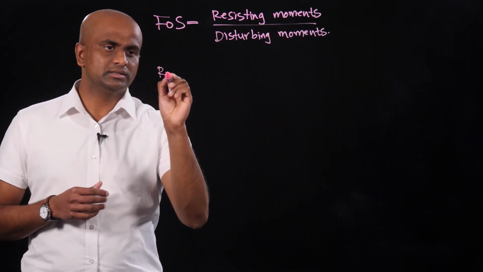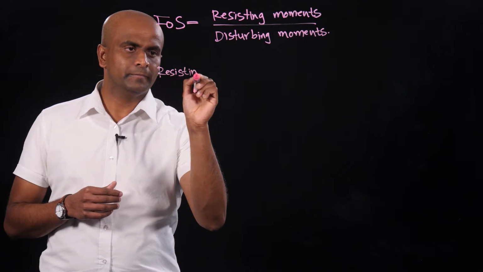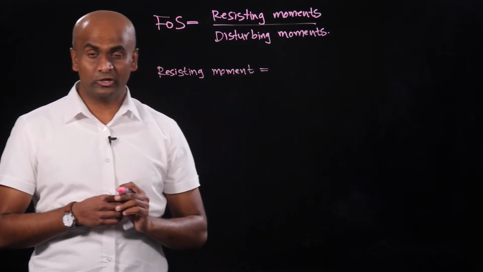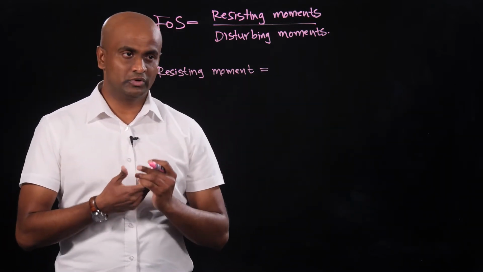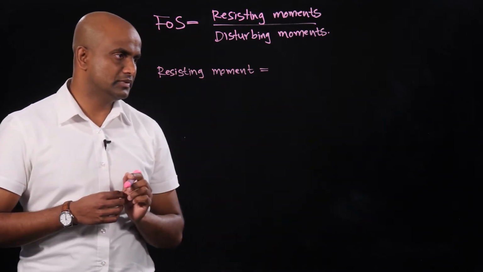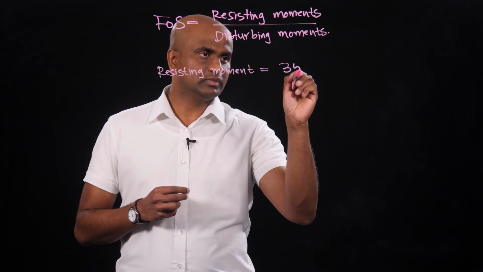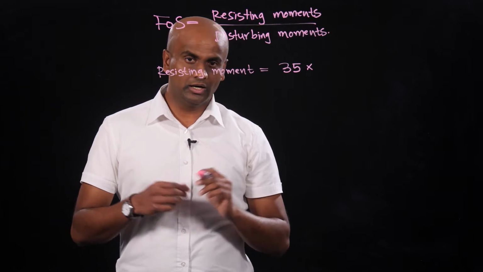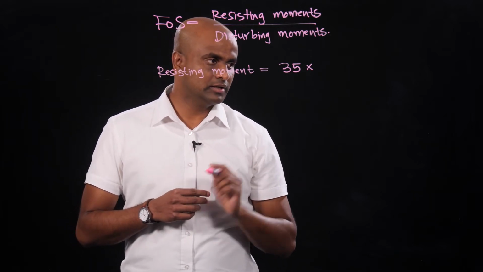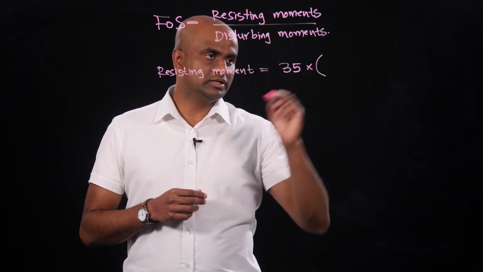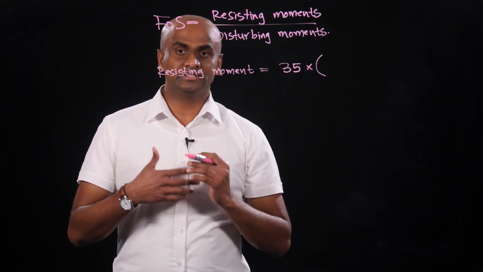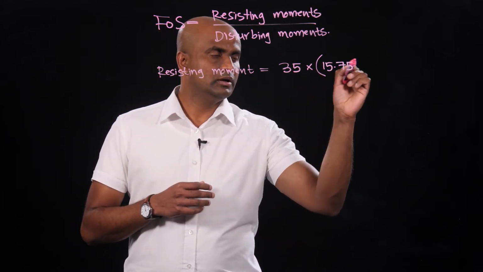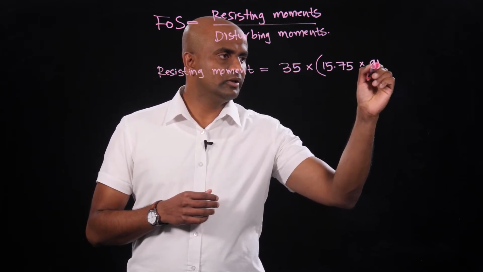The resisting moments come from the strength of the soil. Since it is a cohesive soil with a friction angle of 0, the cohesion provides the resistance. The cohesion is given as 35 kilopascal, and you multiply this by the length of the failure arc. We calculate that using the radius of the arc times the angle. The radius is 15.75 and the angle is 95.5.